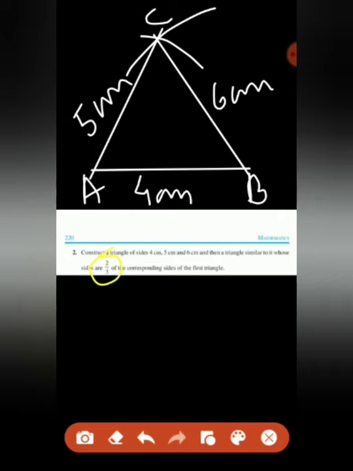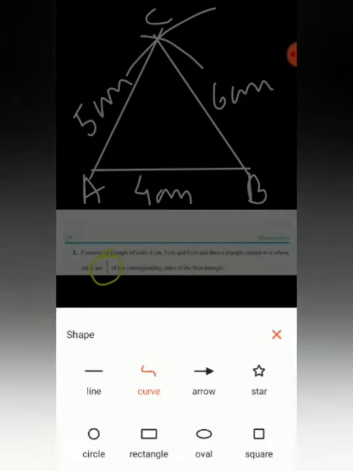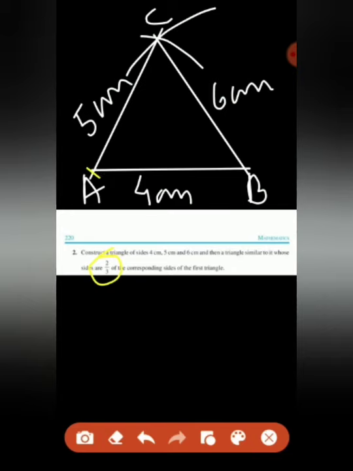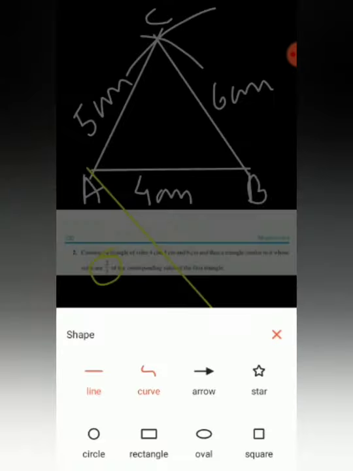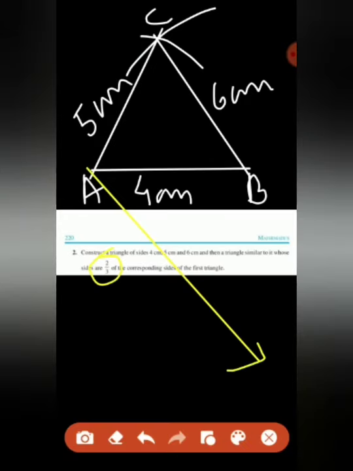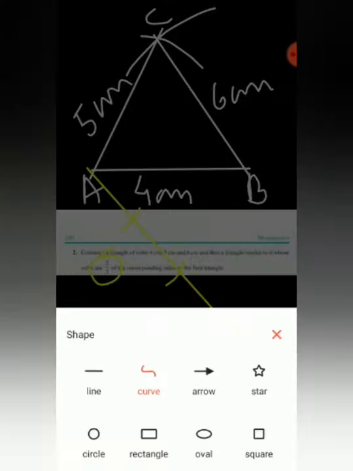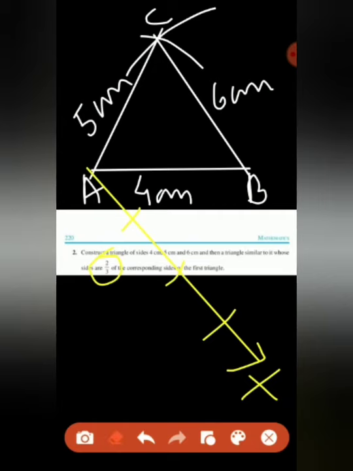2/3 of this triangle. So what you will do is take a ray AX. From A, you take a ray like this, and you call this X. You need to mark 3 points on this ray AX: 1, 2, 3. Okay, let me draw another one. One second. This one.